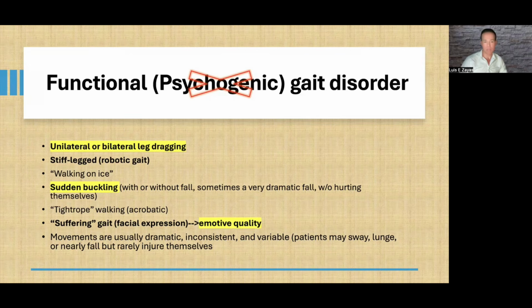Also, when the patient, even without asking, starts doing this type of acrobatic walking, and the facial expression, remember, you have to see the whole picture. It's not just one thing. See the whole picture. The facial expression, suffering type of gait. And there are a lot of variables. It changes, inconsistent, lunge, near fall, but rarely an actual fall.